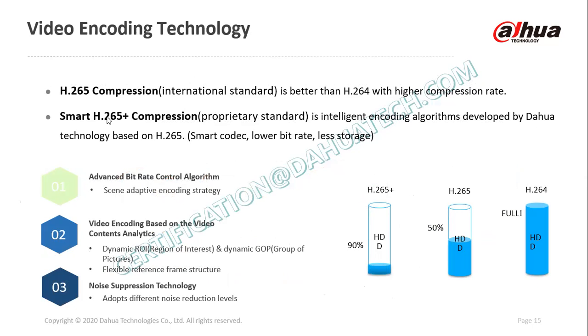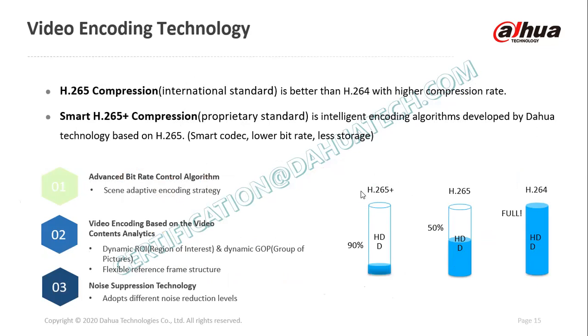Then we have even Smart H.265 compression, which uses an intelligent algorithm. Smart H.265 is from Dahua Technology, and it's better than H.264.